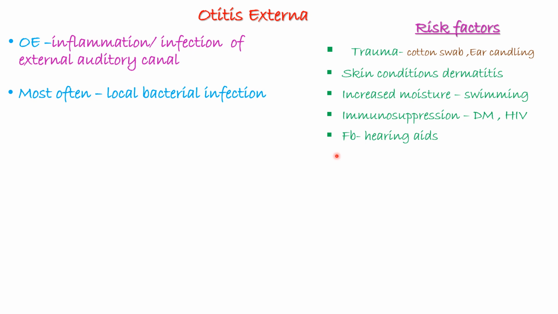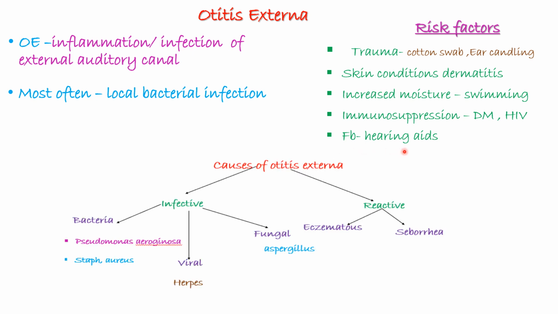In addition to that, you can also have foreign bodies such as hearing aids. The causes of otitis externa can be divided into infective and reactive. In terms of infective, you can have bacteria, and the most common bacteria that causes otitis externa is Pseudomonas aeruginosa. We can also have Staph aureus. In terms of viral, we have herpes. Fungal, we have aspergillus. We can also have candida. And in terms of reactive, we have erythematous and seborrhea.